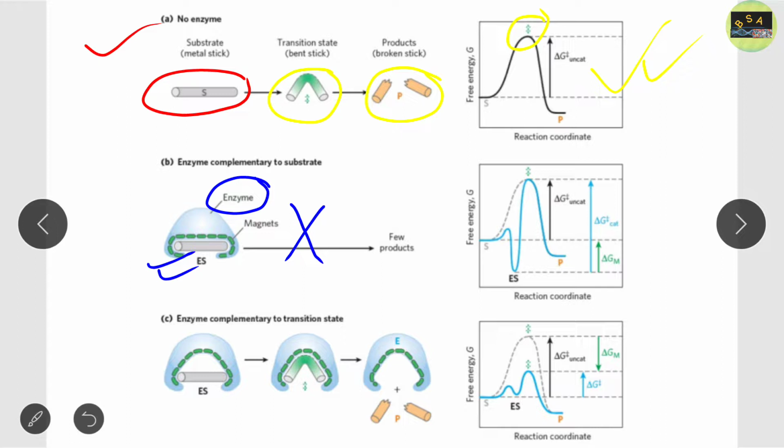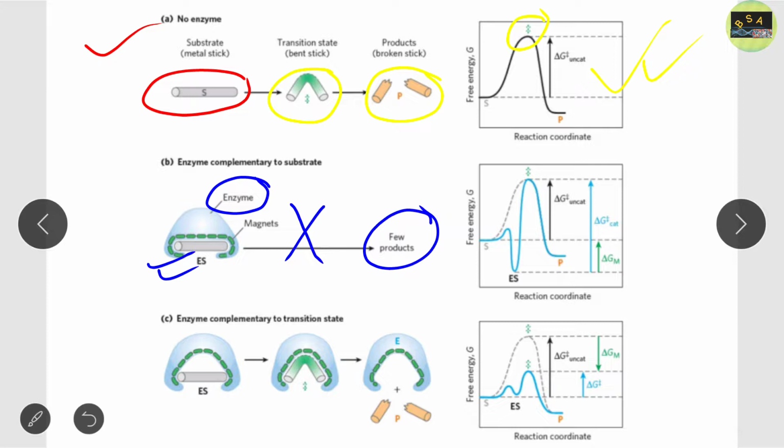So what does this mean? This means that the enzyme is complementary to the substrate, but here the transition state is not formed, because the complementarity makes the enzyme so rigid that it is unable to bend, that is, unable to form the transition state. Due to that, few products are formed, and so we can say it will not form active product. So this is the second case.